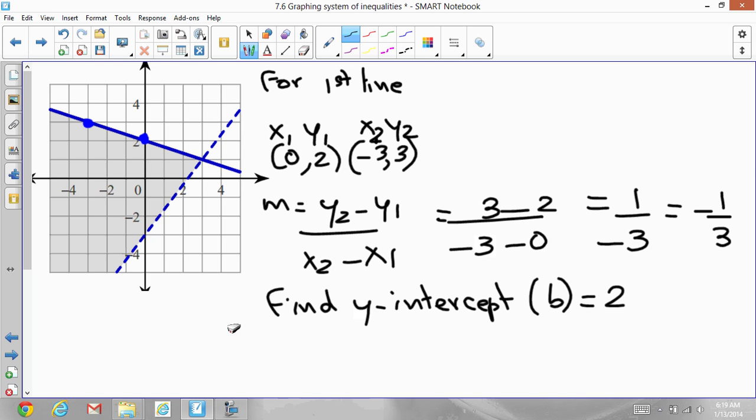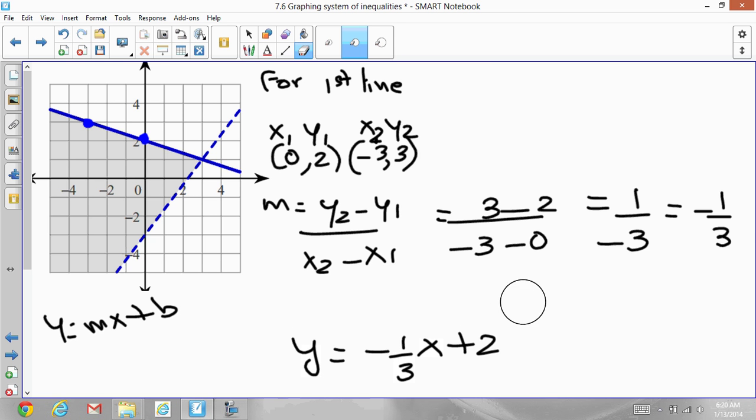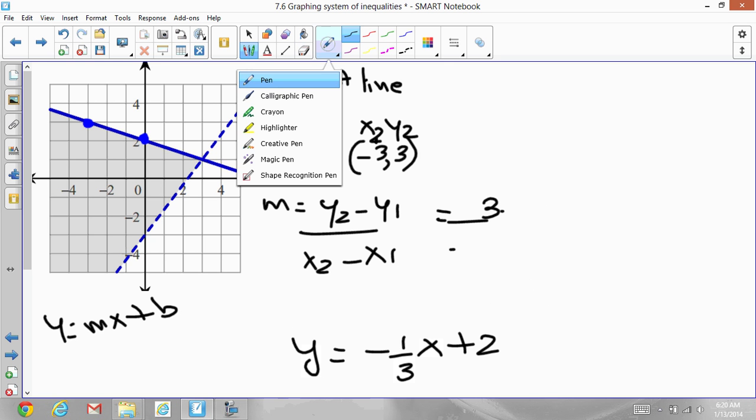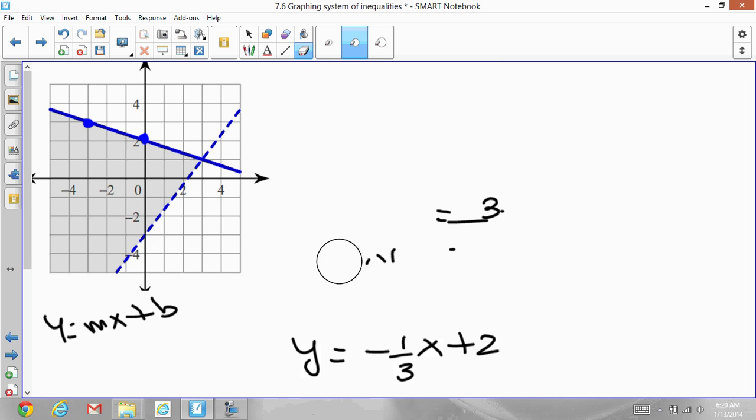Now write the equation as y equals mx plus b. Once you write y equals mx plus b, it's going to look like y equals -1 over 3x plus 2. So you got the equation for the line. Now what you need to do is look at the graph and look at the shaded space and the dotted line or solid line. So once again, look at your notes.